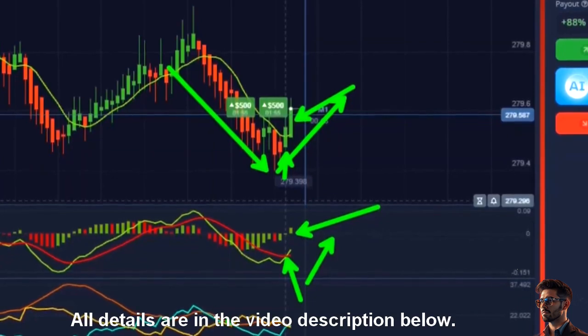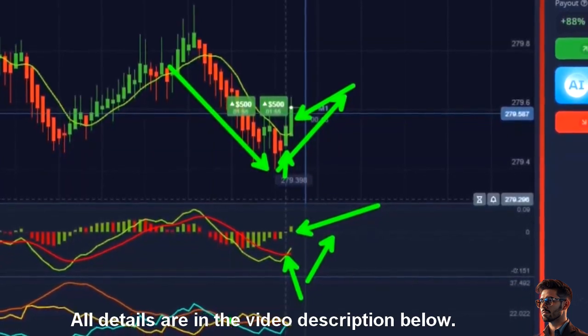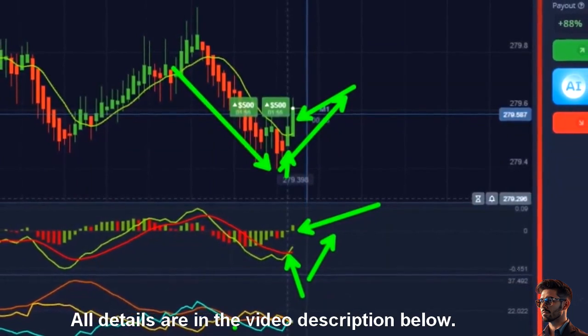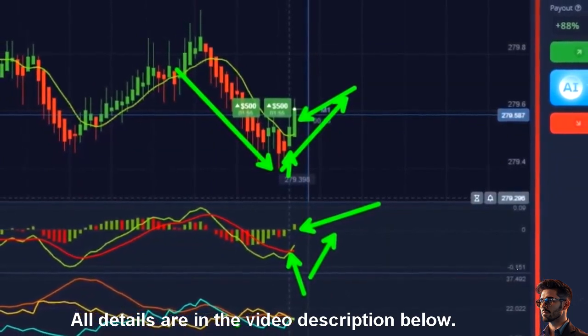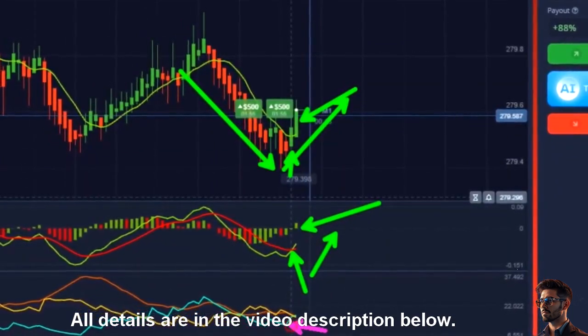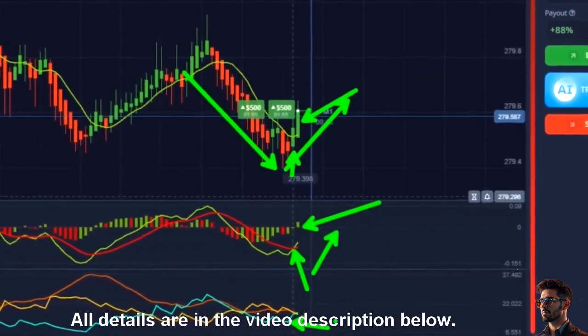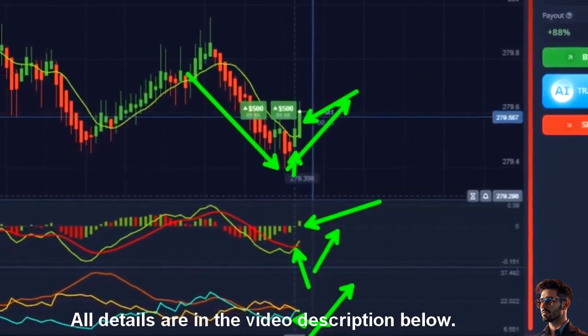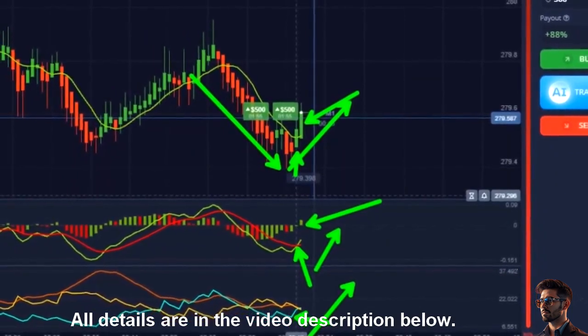With your ADX, you don't really need to do much because it's a default setting. The reason why I'm using the ADX is as a confirmation, and I'm only making use of this blue line right here. The blue line also needs to be giving you a confirmation of an uptrend before you enter a trade. I hope you understand.